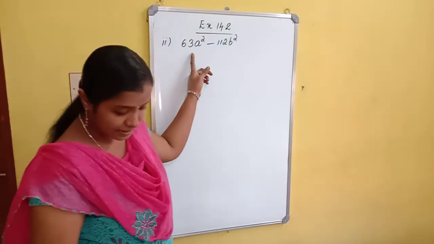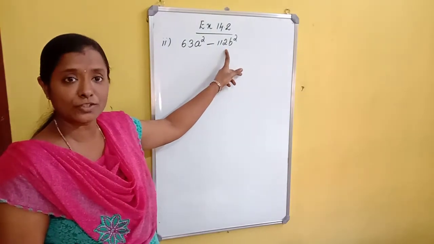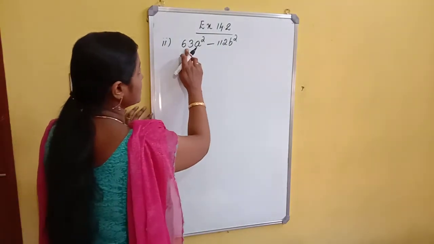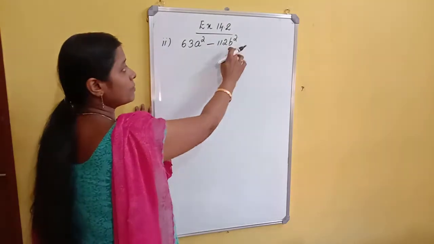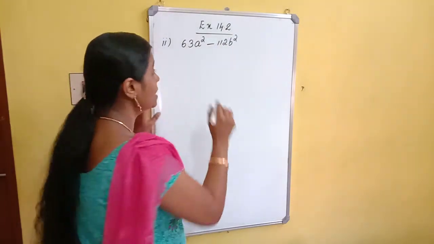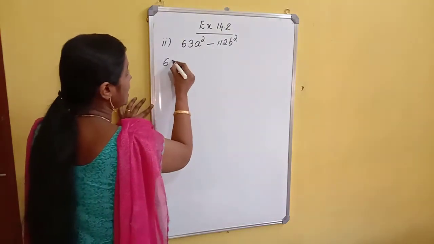Next question. 63a² minus 112b². First we have to check 63 and 112. Both are not perfect squares. a², b², okay, in square terms. Clear? So first we want to make this a perfect square. So what will you do?